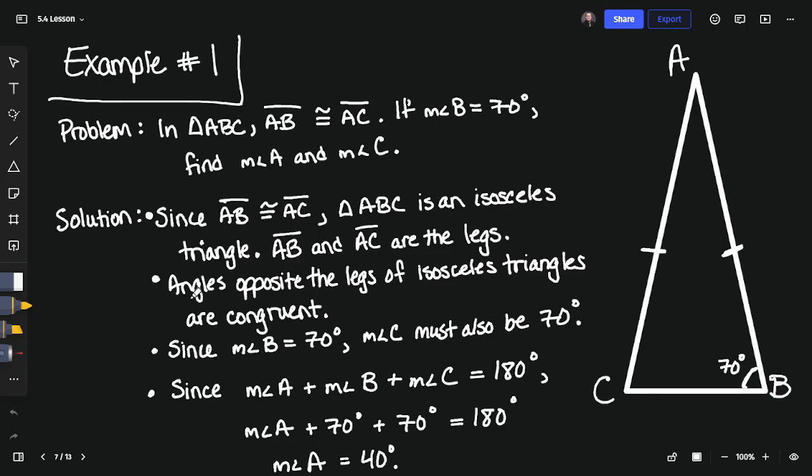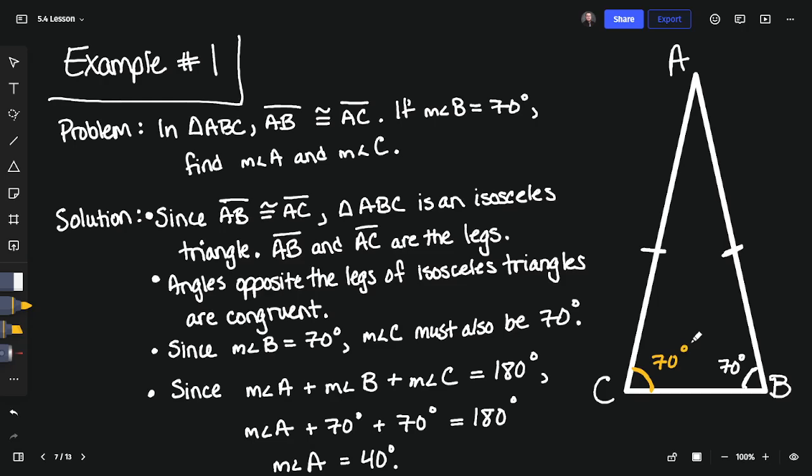We know, based on our base angles theorem, that angles opposite the legs of isosceles triangles are congruent. What that tells us is that angle B, which is opposite to side AC, is congruent to angle C, which is opposite side AB. And since those 2 angles are congruent and we know B is 70 degrees, then we know the measure of angle C also has to be 70 degrees.